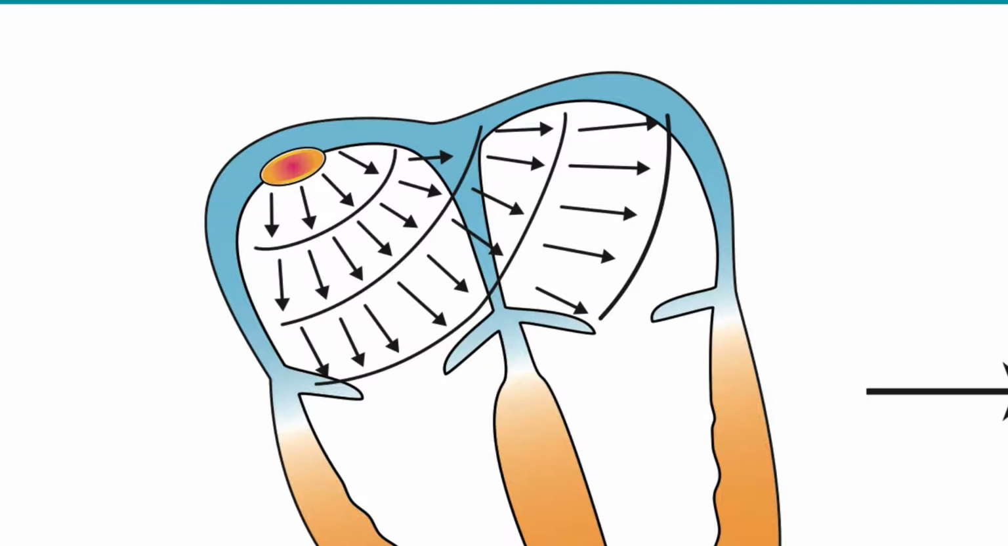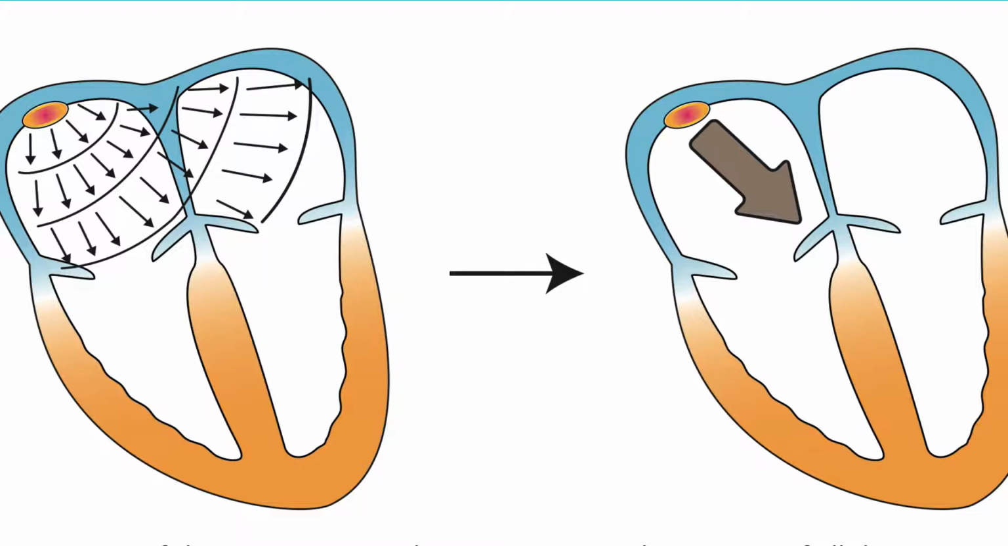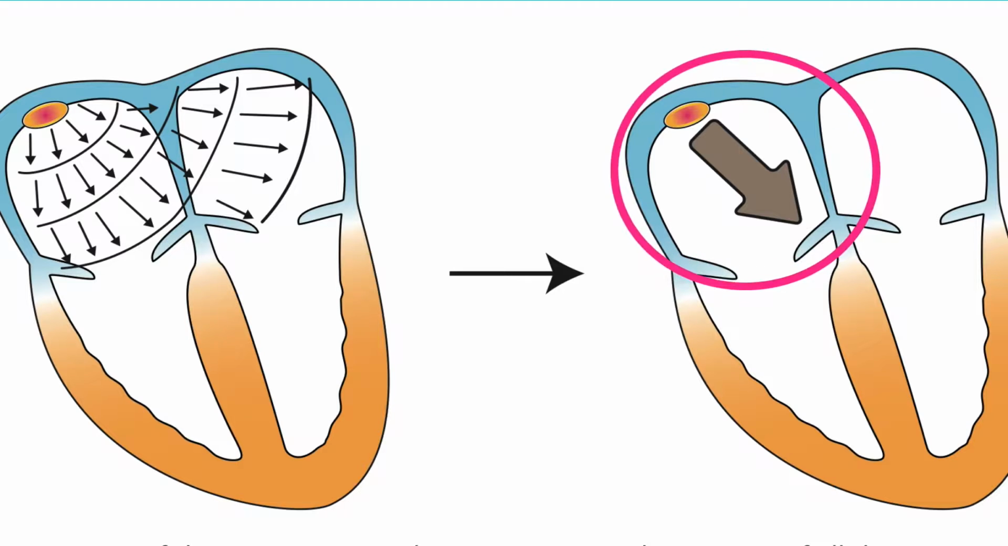And you can see that some of the currents are directed downwards. These ones head a bit more to the right on the image, and these are directed more horizontally to the right. Now, if we consider the average or the main direction of all these smaller currents, we would obtain the electrical vector. That is, the electrical vector represents the average direction of all the small currents in any given moment during the cardiac cycle. So this arrow actually shows the average direction of all the small currents during this phase in the cardiac cycle.